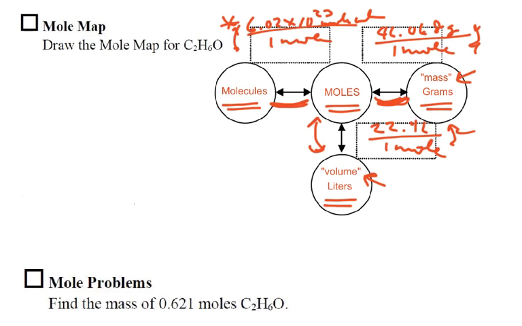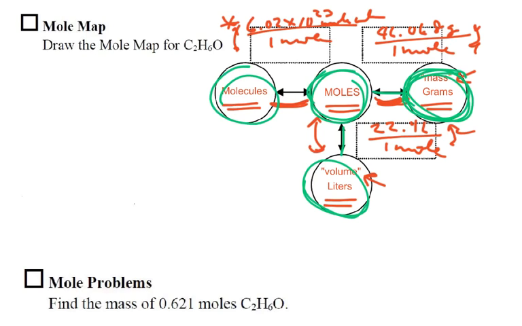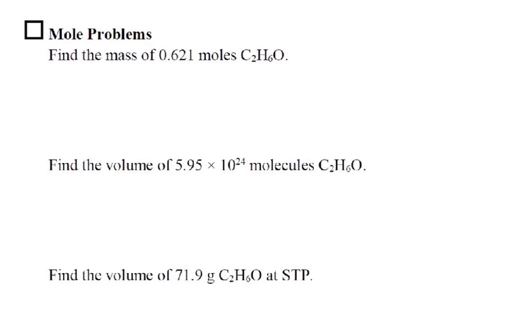So if we have a problem, let's say we start with grams, then we can always change to moles, but we might want to go to volume. So if we did, that would take 2 conversion factors. If we wanted to go from molecules to grams, that would take 2 conversion factors. If we just want to go from molecules to moles or moles to molecules, that would take 1 conversion factor. So this mole map kind of helps us visualize what the problem's going to look like. So let's try a few of these.